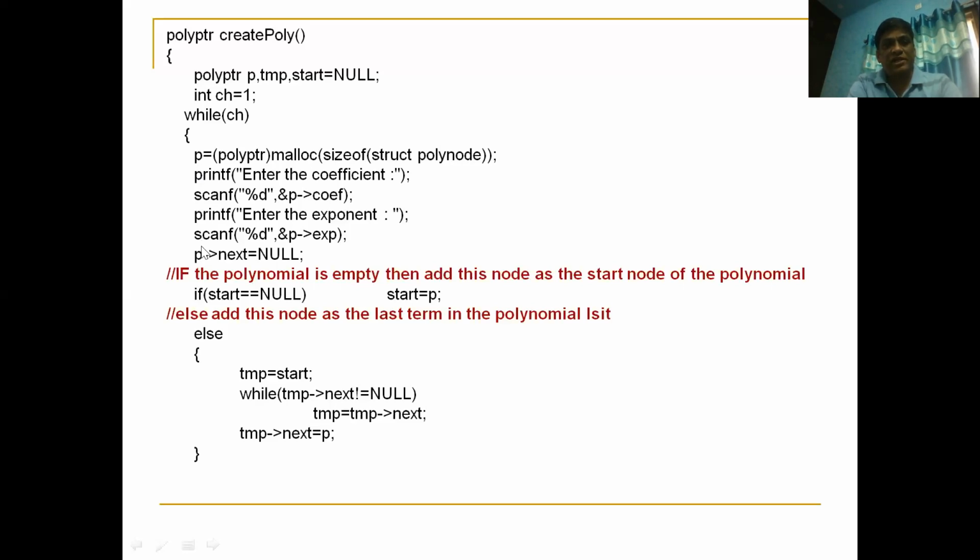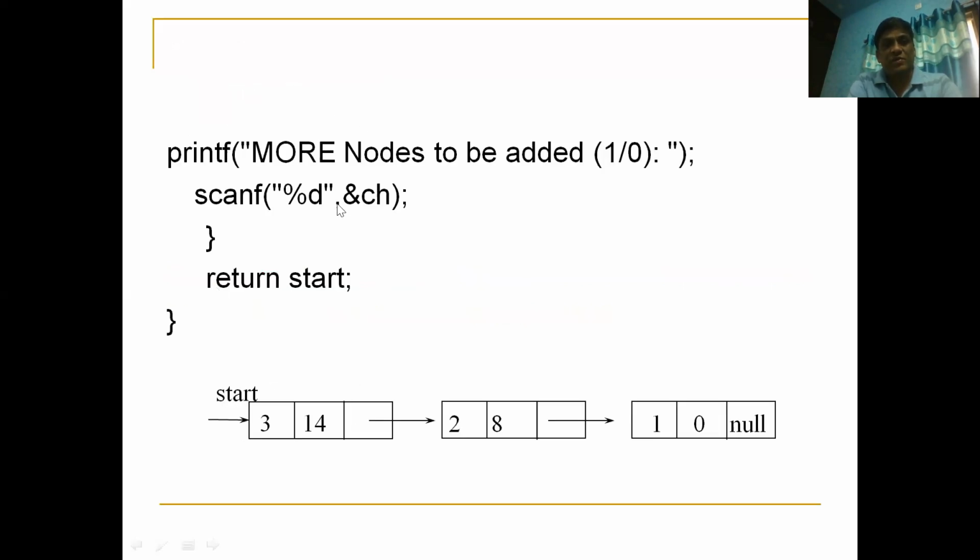Second node will be created, again it will be added. Third node will be created, again it will be added. And this process will be repeated until the user enters 0 here, when the question "more nodes to be added" is seen. If the user enters 0, then the loop stops, and it returns the corresponding polynomial pointed to by start. So assuming that there are 3 terms in the polynomial, the loop will be repeated 3 times, and the polynomial returned will be like this.